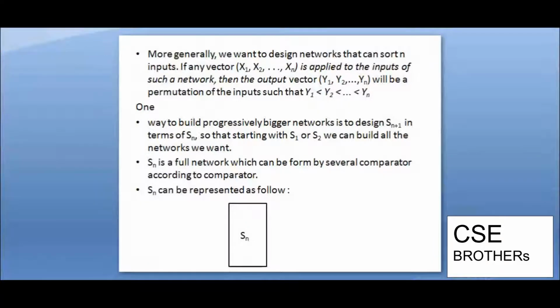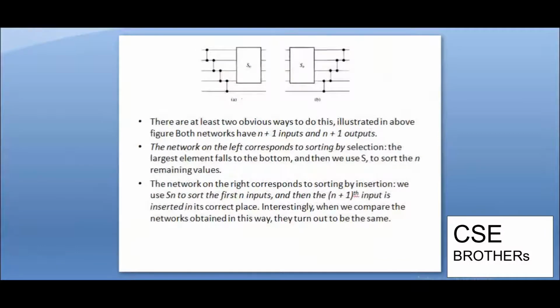One way to build progressively bigger networks is to design Sn+1, where Sn is a network of comparators. If we have to make a network for n+1 elements, which is Sn+1, then we can make that network from Sn. Sn is a full network which can be formed by several comparators. You can see in this picture we can represent the Sn network as a rectangular box. You can see in this slide there are two scenarios: first is the input side, second is the output side.